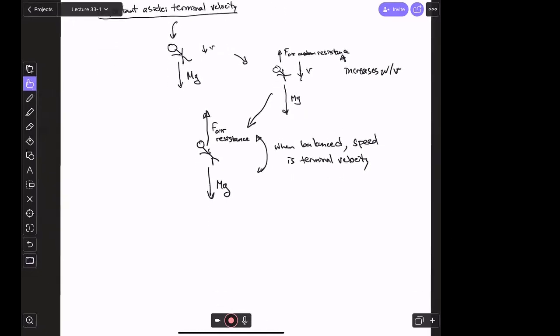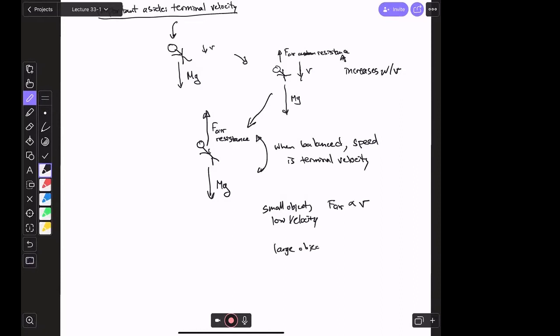Let's talk just a little bit more about the force of air resistance. For small objects and low velocities, the force of the air resistance turns out to be proportional to the velocity. For larger objects and/or higher speed, the force turns out to be proportional to v squared. And this transition from air resistance proportional to v to air resistance proportional to v squared occurs when we get the onset of turbulence.